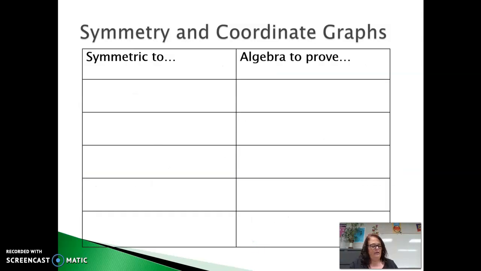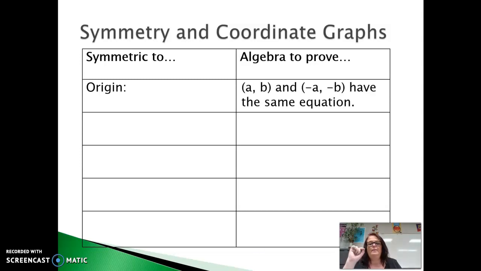All right, so here's that algebra that I was talking about. If we want to be symmetric to the origin, we start with this control group where I plug in the point (a, b). Then to be symmetric with respect to the origin, if I plug in (negative a, negative b), I'm going to get the same equation.